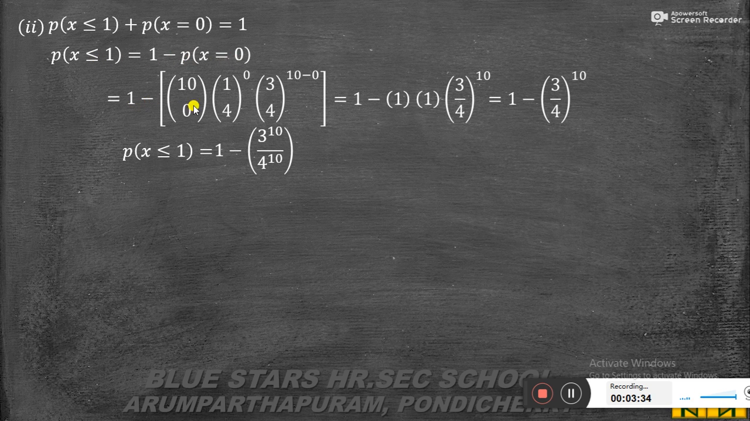So 1 minus 10C0, P value is 1 by 4 whole power 0, Q value is 3 by 4 whole power 10 minus 0. So the next step: 1 minus, 10C0 is 1. 1 by 4 whole power 0, anything power 0 is 1, and 3 by 4 whole power 10. So in the next step, 1 minus 3 by 4 whole power 10. Therefore probability of x greater than or equal to 1 equals 1 minus 3 power 10 by 4 power 10. This is the answer for probability of x greater than or equal to 1.